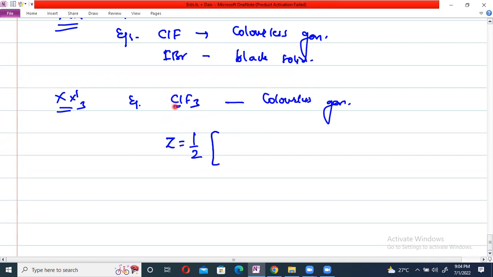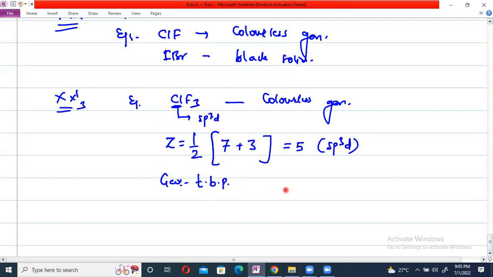The number of electrons in the valence shell of chlorine is 7. Plus monovalent, how many? 3. 7 plus 3, 10. 10 by 2, 5. Z value 5 means it undergoes sp3d type of hybridization. Means in ClF3, my chlorine undergoes sp3d type of hybridization. That means the geometry of the molecule is trigonal bipyramidal.